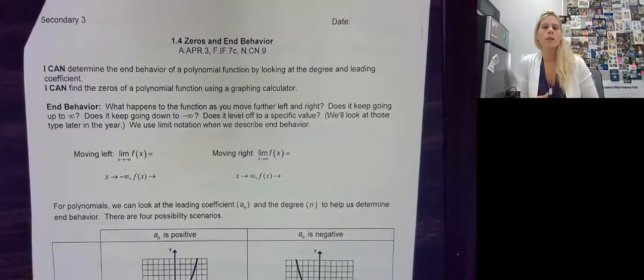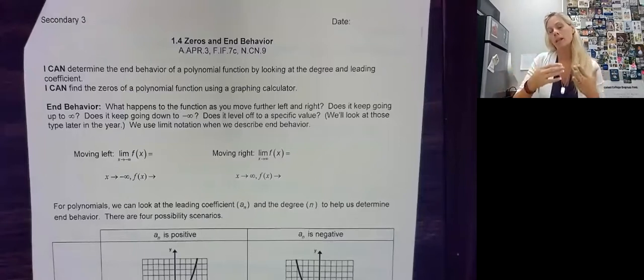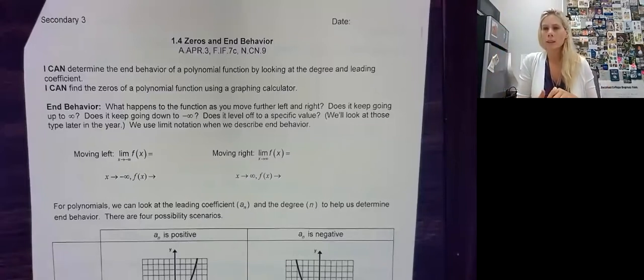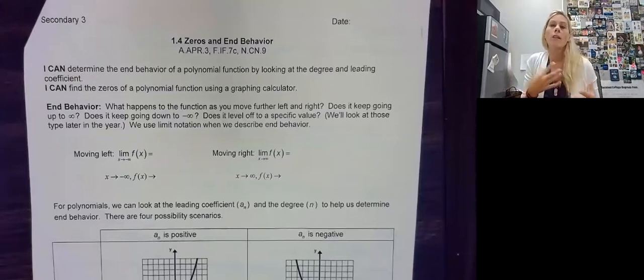Hey everyone, so today we're going to focus on zeros and end behavior. We're going to start analyzing graphs of polynomials. Remember with linear, x to the first would be a line, right? And then we did a lot last year with quadratics, which was x squared, and we had that parabola. So now we're going to discover if we had any exponent, do we know what it might look like?